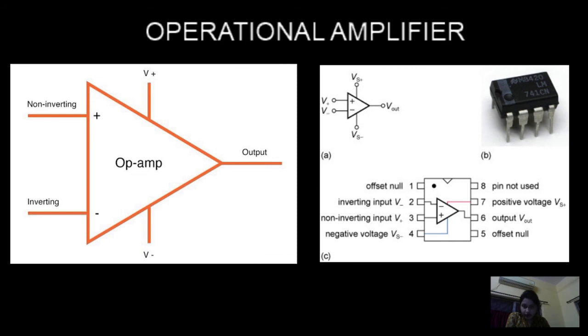And this is the symbol of op-amp. It's triangular in shape, and this triangular shape actually indicates that it's an amplifier.